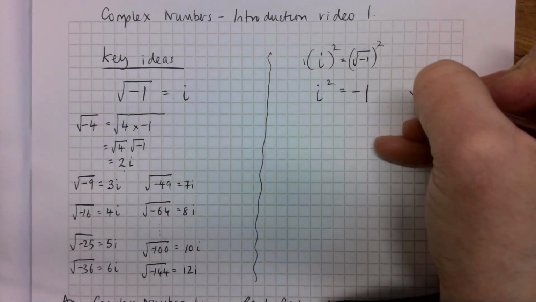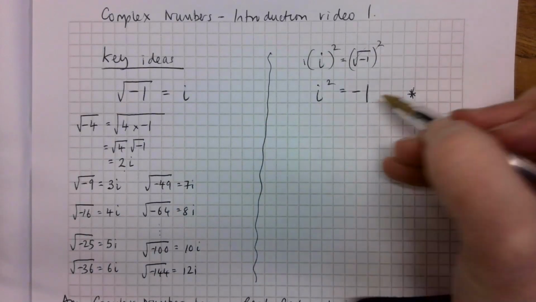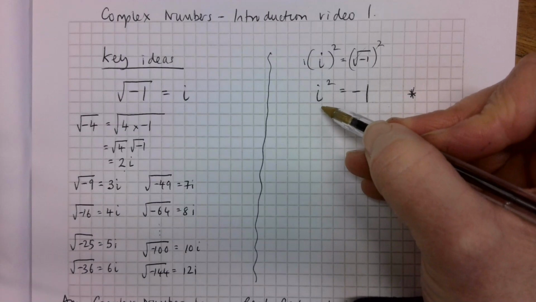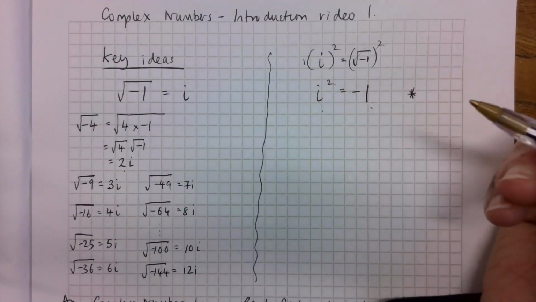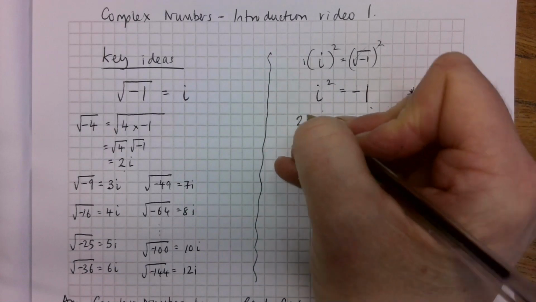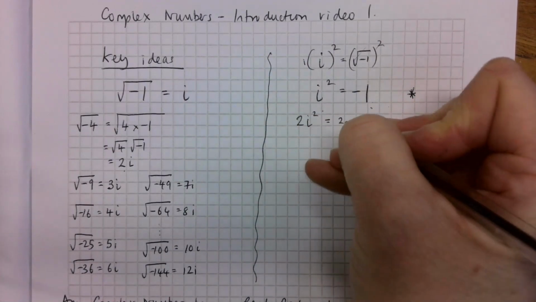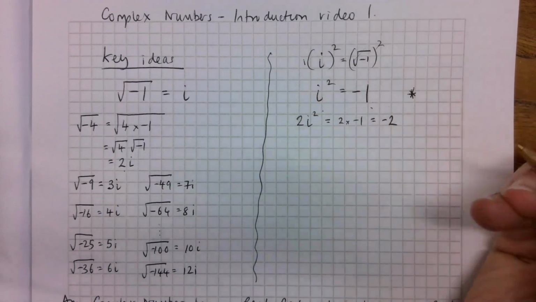And this is perhaps even more critical, because when we come to multiply complex numbers, we have to deal with this. So wherever you see an i squared, you're thinking, oh, that's minus 1. And if I multiplied i squared by anything else, say I multiplied it by 2, that would be 2 times minus 1, which would be minus 2.